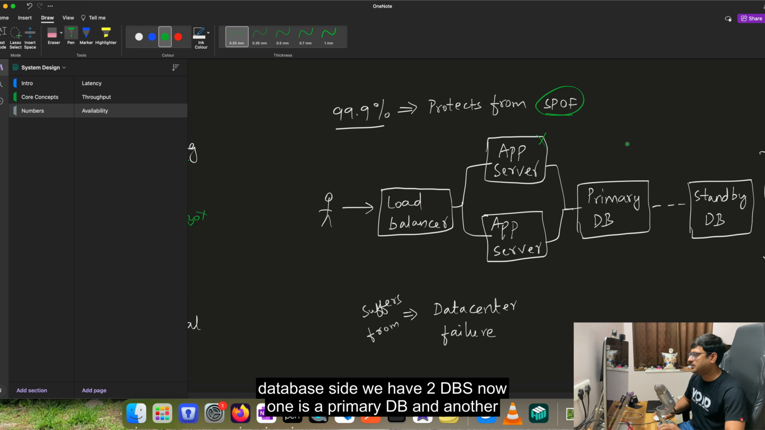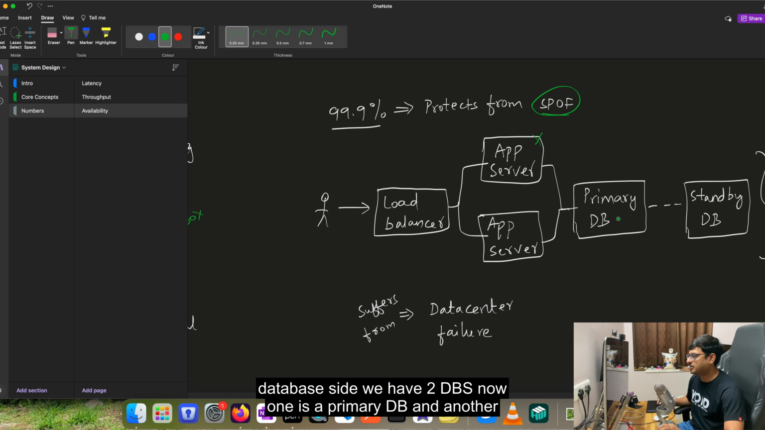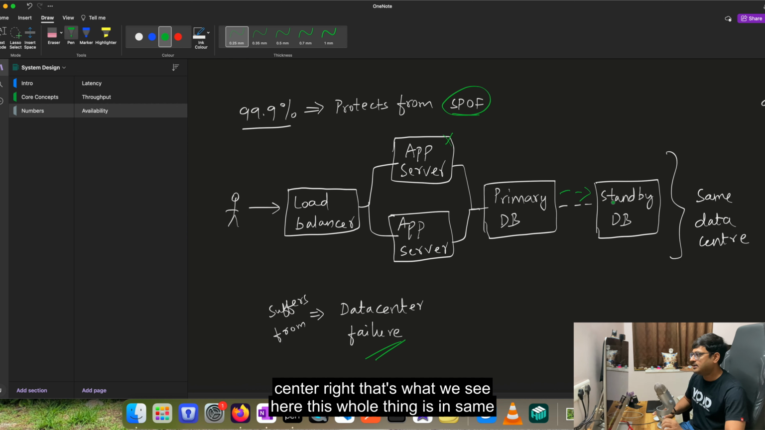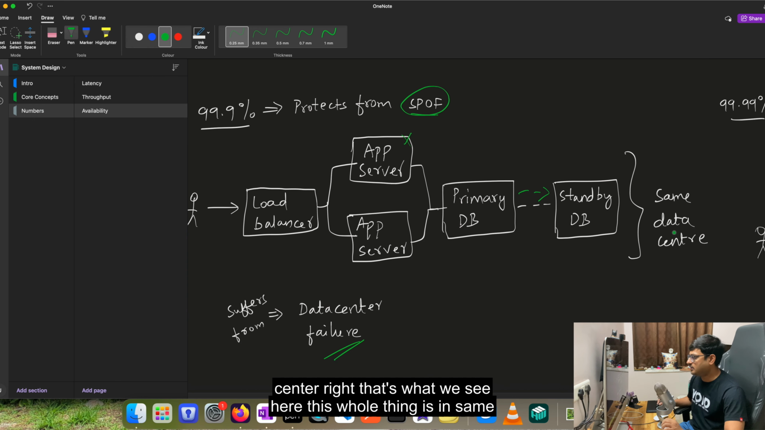And also on the database side, we have 2 DBs now. One is a primary DB and another one is a standby DB. And we are doing an asynchronous replication for keeping the databases in sync, right? So this kind of setup is protecting from single point of failure, but this suffers from data center failure because this whole thing is in one data center, right? That's what we see here. This whole thing is in the same data center, and this is suffering from data center failure.